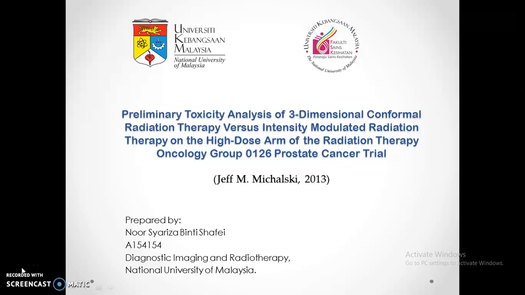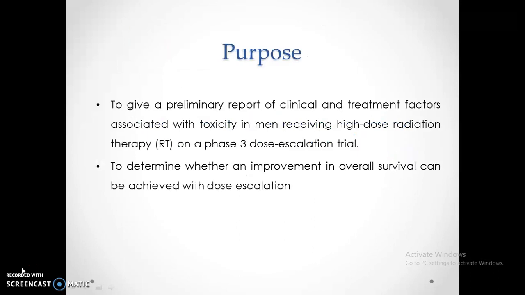Hi everyone, I will present an article entitled Preliminary Toxicity Analysis of 3DCRT versus IMRT of High-Dose Arm on the Radiation Therapy Oncology Group 0126 Prostate Cancer Trial by Jeff M. Michalski. The purpose of the study is to give a preliminary report of clinical and treatment factors associated with toxicity in men receiving high-dose radiation therapy on a phase 3 dose escalation trial, and to determine whether an improvement in overall survival can be achieved with dose escalation.